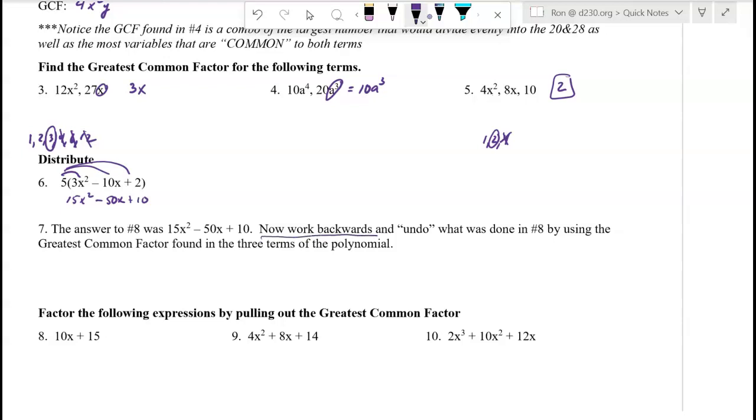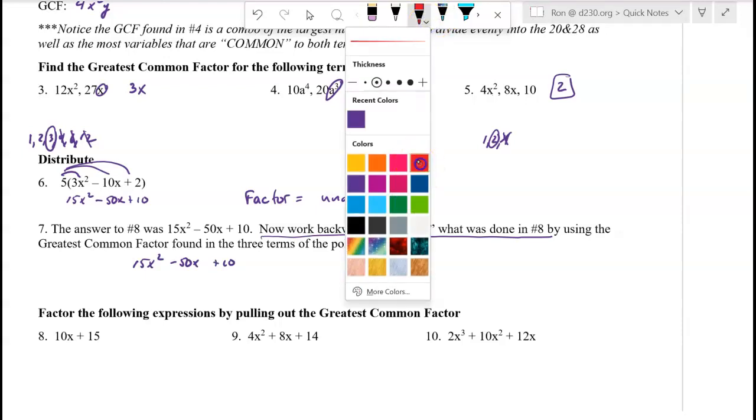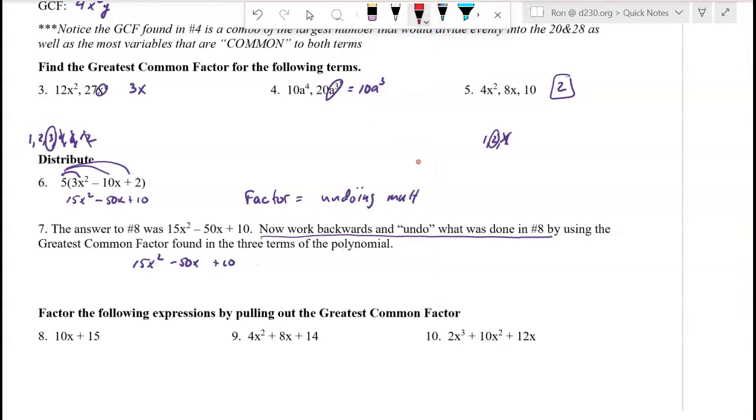And we want to work backwards and undo what was done in number 8. So basically, anytime we are factoring, we are undoing the multiplication, right? So when I look at 15x squared minus 50x plus 10, how would I work backwards and factor this out? Or get back to where I started.